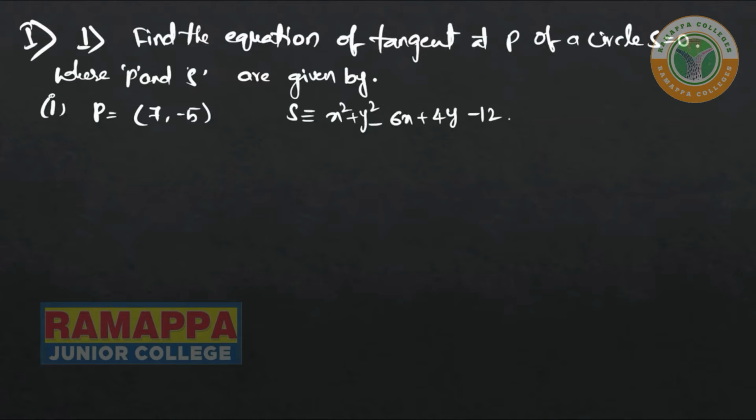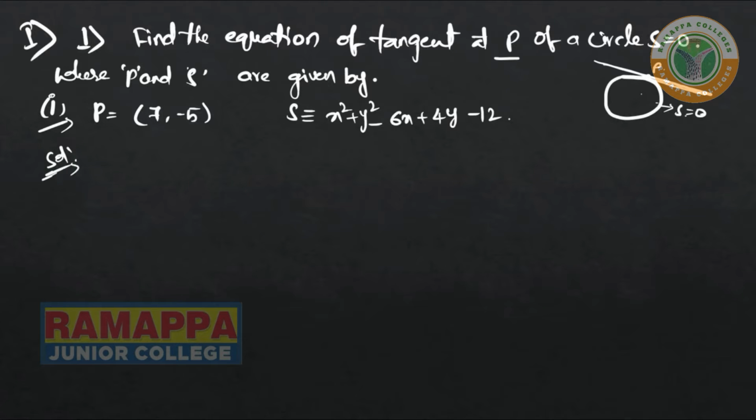Section 1, first question: find the equation of the tangent at P of a circle S equal to 0, where P and S are given. There is a circle, and the tangent is at the point P of the circle S equal to 0. We have to find the equation of the tangent. Now the solution will come like this.